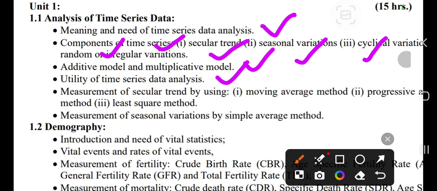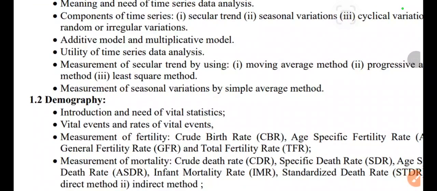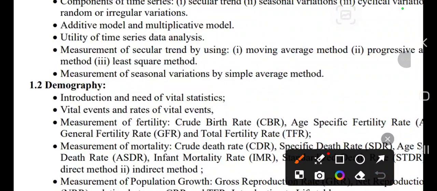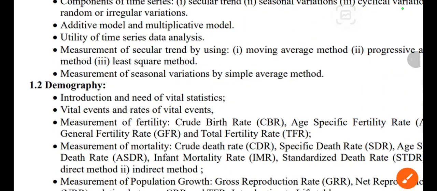And the measurement of secular trend. Since there are four components, secular trend, seasonal variation, cyclical variation, and irregular variations, we are interested in measuring the first two, secular trend and seasonal variations. There are various methods, but we are interested in the measurement of secular trend by using the moving average method, progressive average method, and least square method. There is one more method which measures the seasonal variation, the simple average method. We will discuss all this when we start this course.